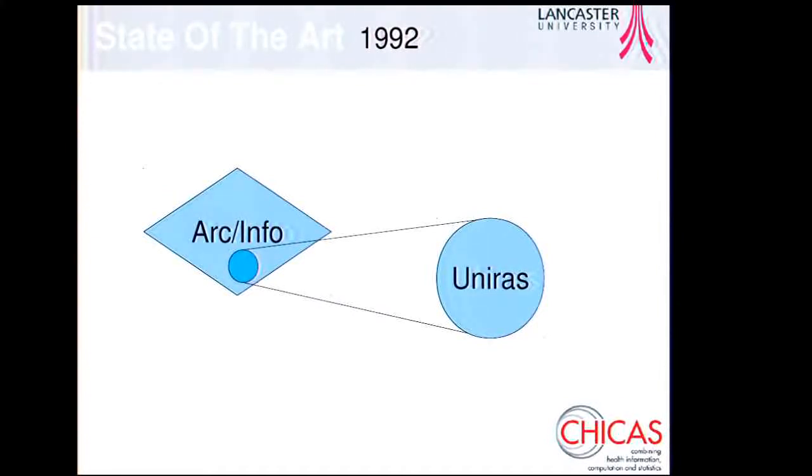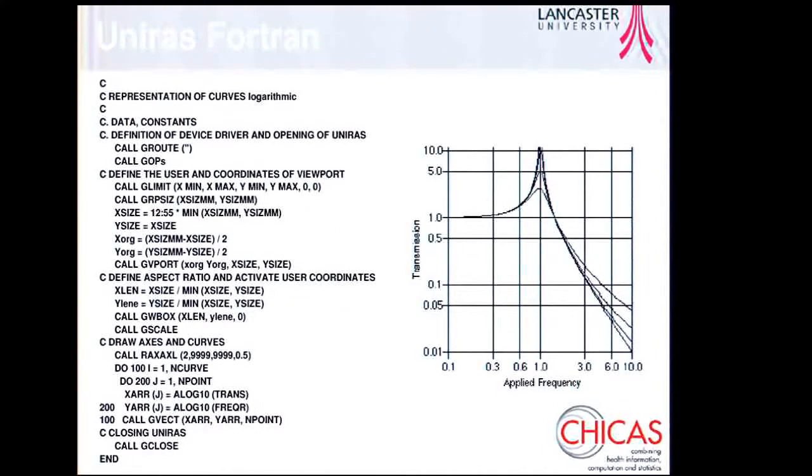I was using Uniras to do graphics, and I was trying to link it into ArcInfo, and that involved writing Fortran. And I'm wondering if this is going to win a prize for the oldest code at Phosphor G. I didn't write this. This is just old code. This is how you got Fortran to draw things in those days. You had to set graphics limits and then read your data in and scale it and plot it, and you got a graph out like that.